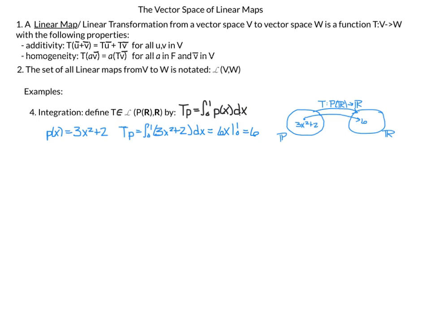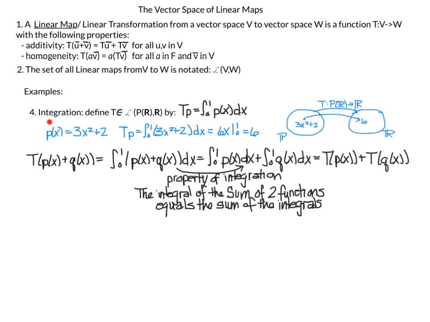I have a quick example just to illustrate this. For one polynomial, let's say it's equal to 3x squared plus 2, then our transform of this polynomial is going to be the integral from 0 to 1 of 3x squared plus 2 dx. So when we do the integral, we get 6x evaluated at 1 and 0, which gives us 6. So in other words, we're going from this polynomial space, 3x squared plus 2, and after our integration here, we map to a real number, 6.